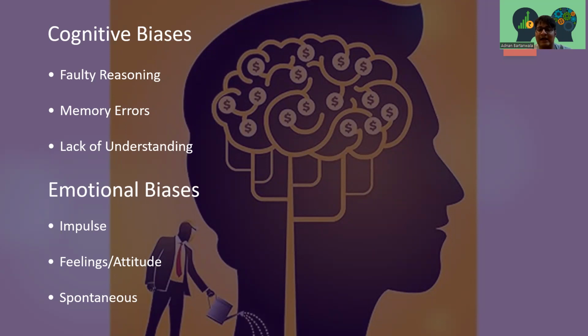And where there is a lack of understanding, where you're trying to read something but you're not understanding it, you're making an understanding out of your own self, whatever you're understanding, and it is not correct. This type of bias is also a cognitive bias.